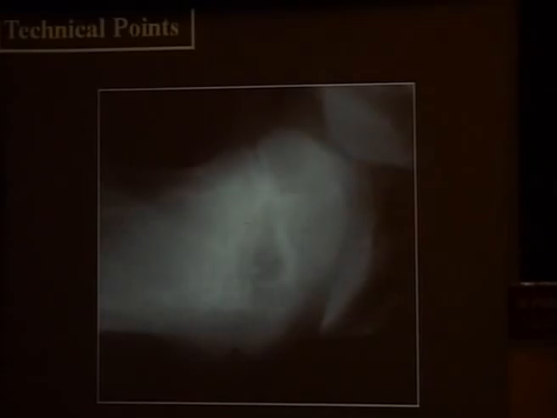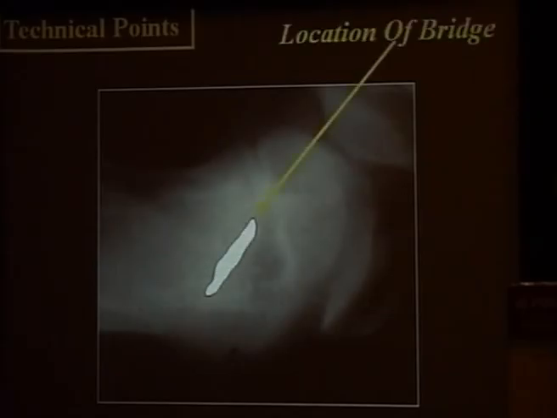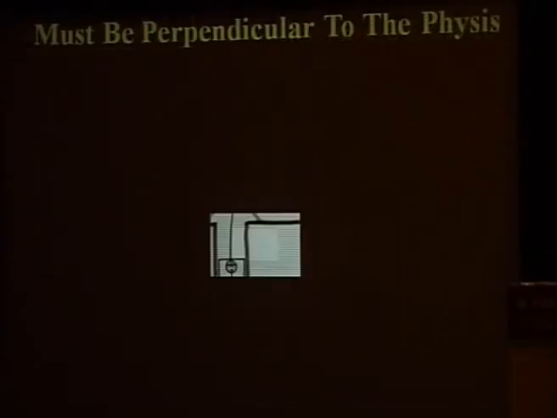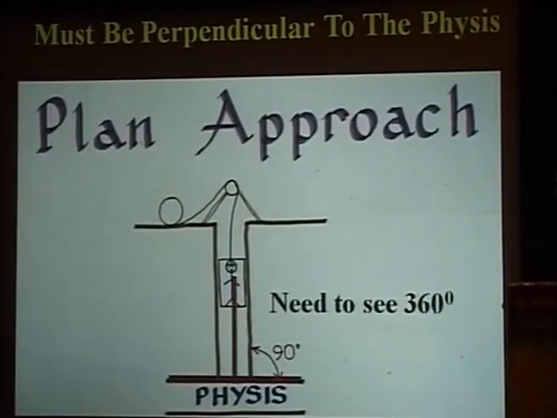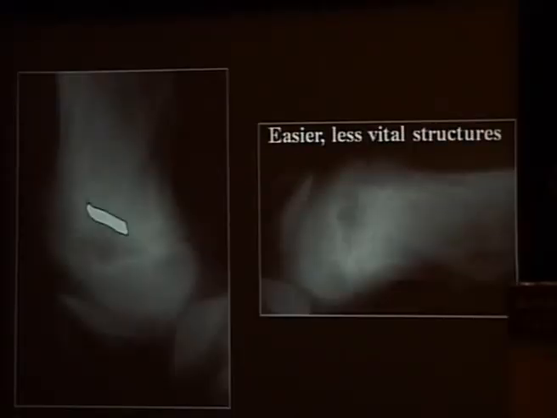Now, the other thing is you've got to hit that bridge, you've got to hit the physis perpendicular. The location of this bridge was here. You can see that it was growing in the back. You must be able to get perpendicular to the physis so that you can see the whole physis after you resect the bridge.